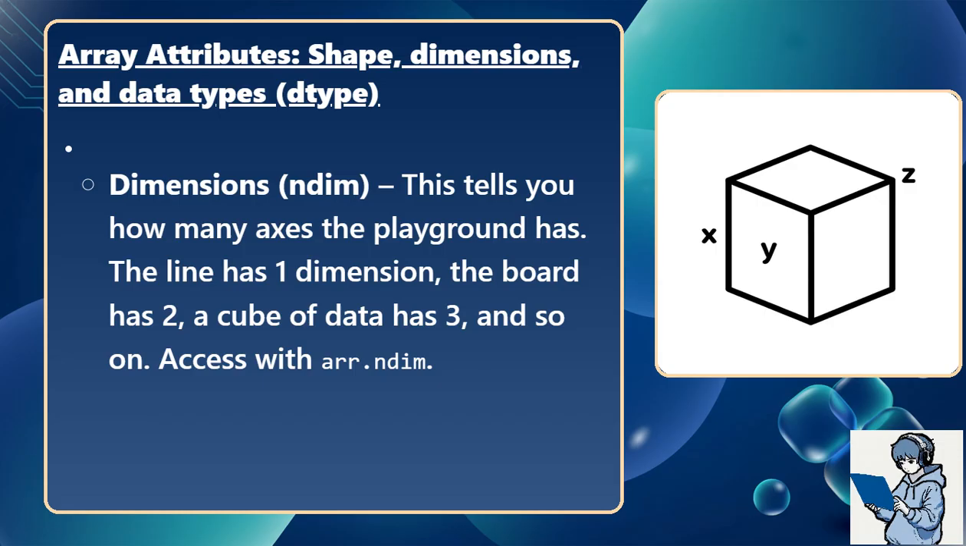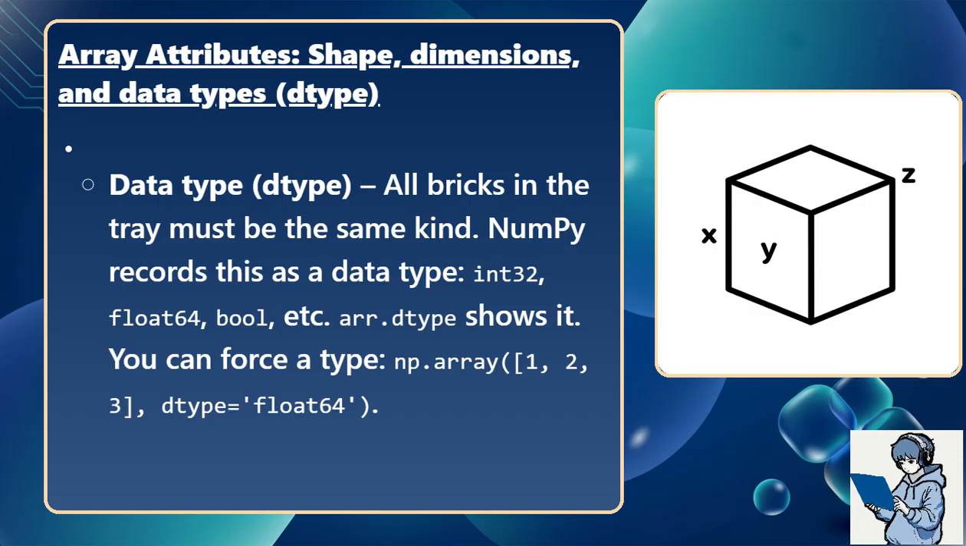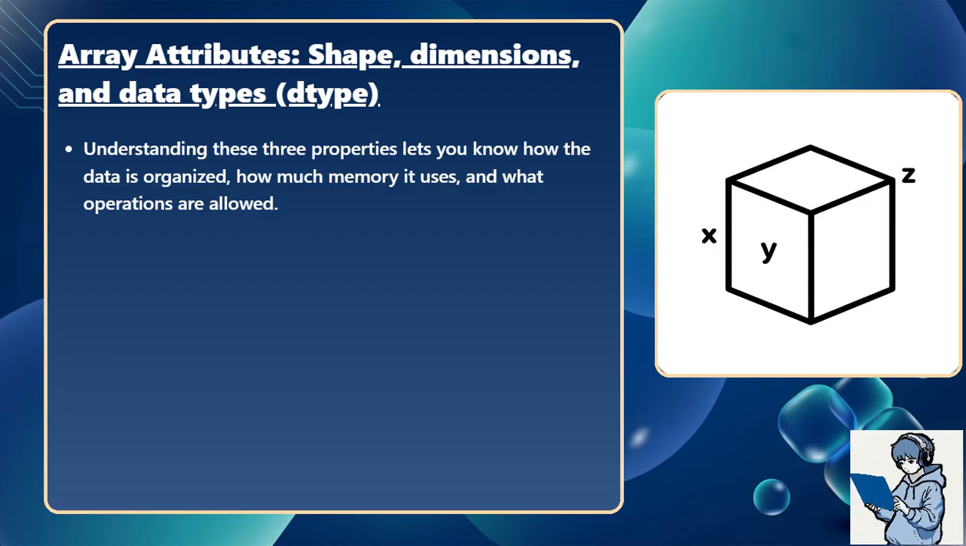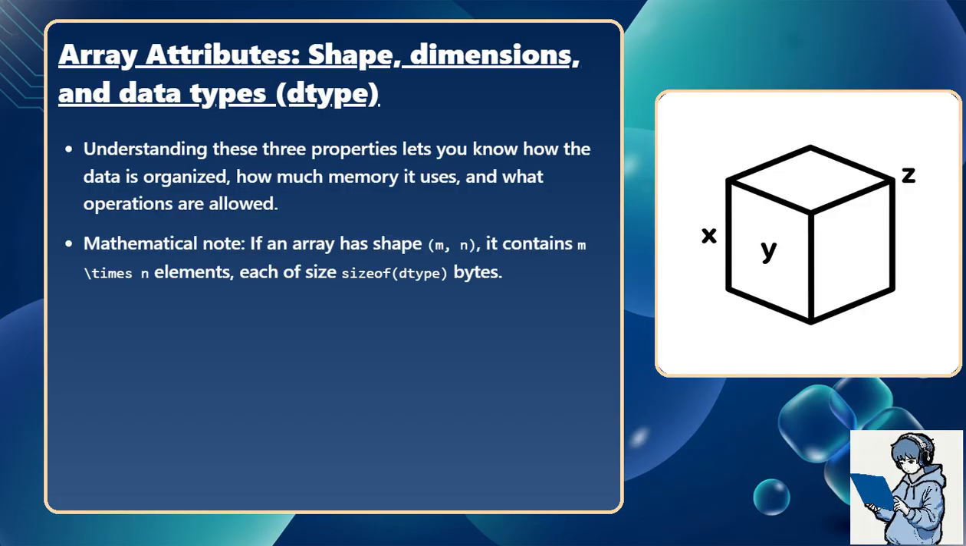Dimensions: ndim, this tells you how many axes the playground has. The line has 1 dimension, the board has 2, a cube of data has 3, and so on. Access with array.ndim. Data type: dtype, all bricks in the tray must be the same kind. NumPy records this as a data type, int32, float64, bool, etc. array.dtype shows it. You can force a type: np.array([1, 2, 3], dtype=float64). Understanding these 3 properties lets you know how the data is organized, how much memory it uses, and what operations are allowed.